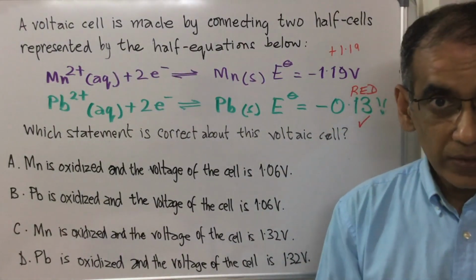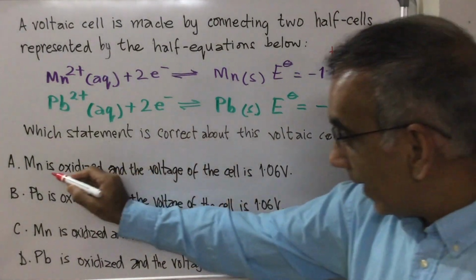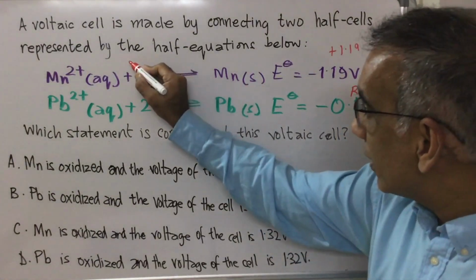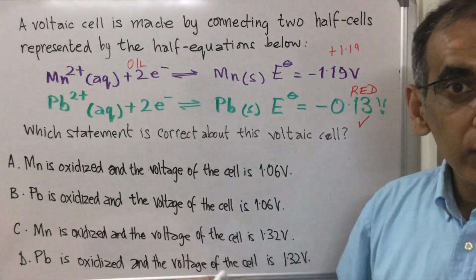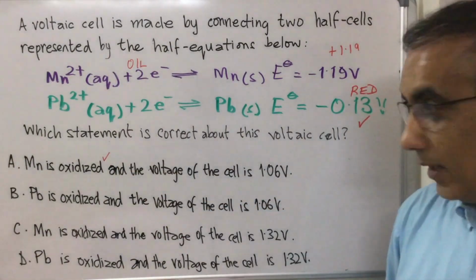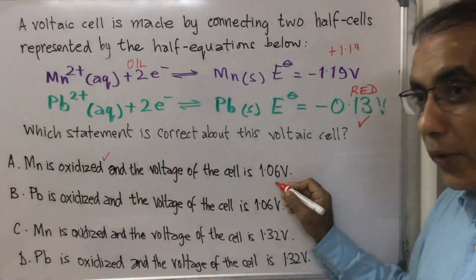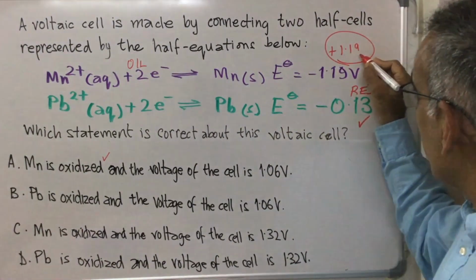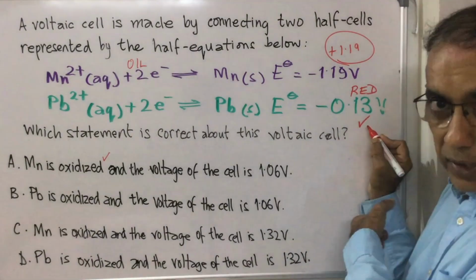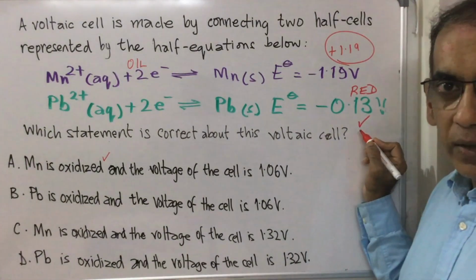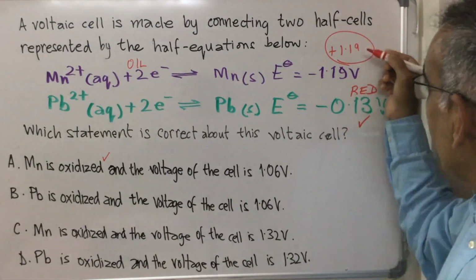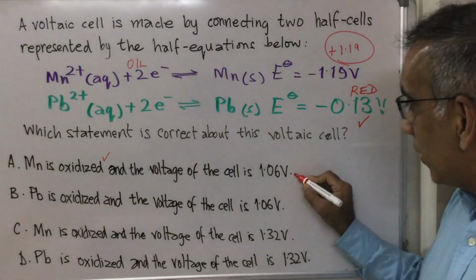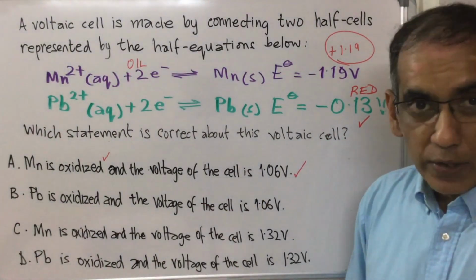So now we can look at the answers. For A, it says manganese is oxidized. And yes, we've said it's oxidized because it's going this way. Oxidation is loss. Going this way, it's going to lose 2 electrons. So that is correct. And then the voltage of the cell is 1.06. Well, once you've changed this to an oxidation potential, which is 1.19, and this stays as its reduction potential, which is negative 0.13, all you do is find the sum of both of them. So positive 1.19 plus negative 0.13 is going to be 1.06, and therefore the answer to this question is A.